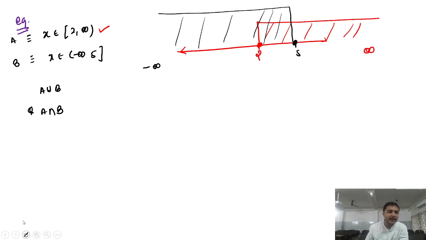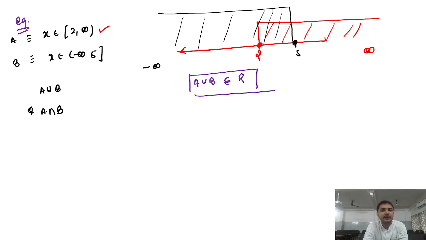Now, if they are asking what is A union B? A union B, we know the entire number line is covered. So A union B is all real numbers. Yes or no? All real numbers, that is, the entire number line is covered.